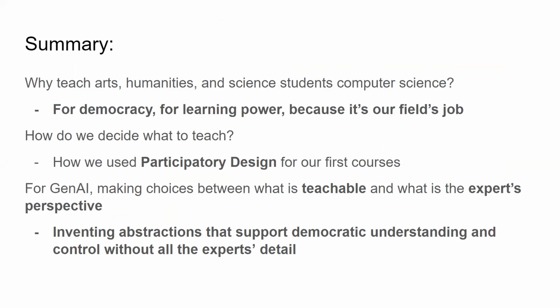So here's a summary of where I'm at. Why am I trying to do this at all? Because it's about democracy. It's about giving my students learning power. And I'm trying to get there by using participatory design. What do the faculty in these areas really want me to be doing? And I'm trying to reach this point where I can give students a democratic understanding of how they can control AI by inventing new abstractions that sit above all of these levels.